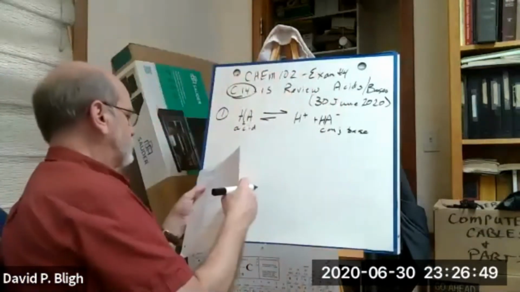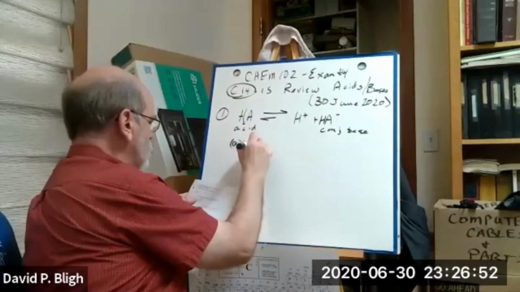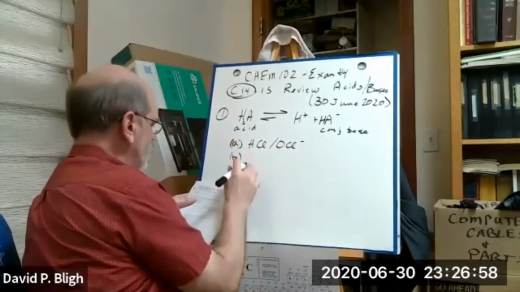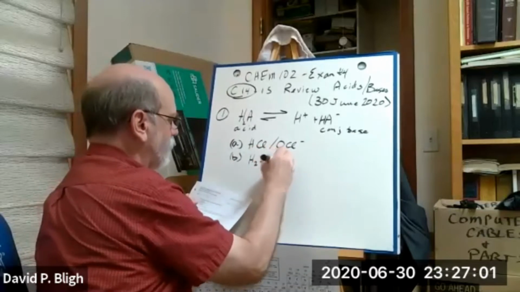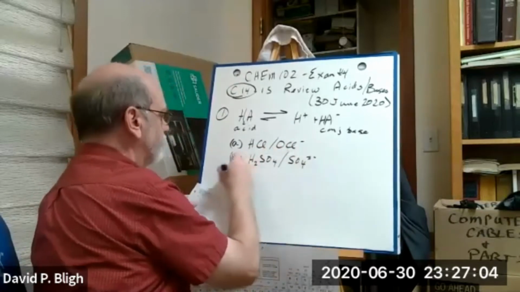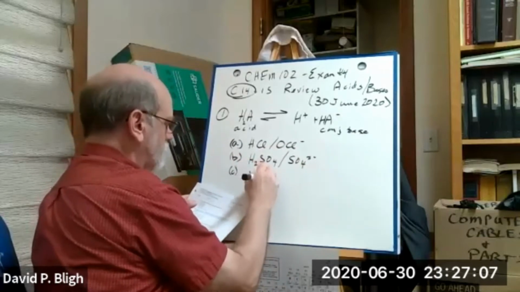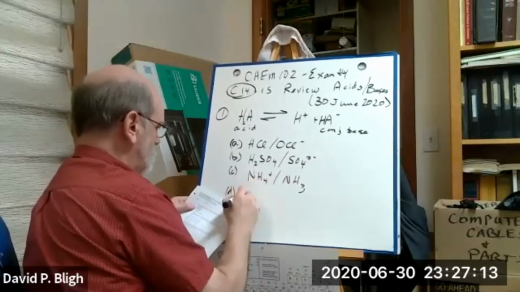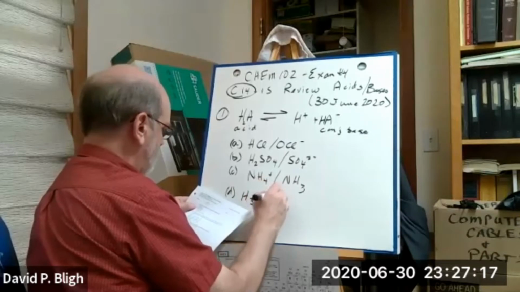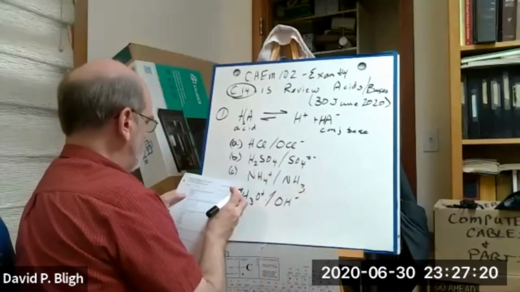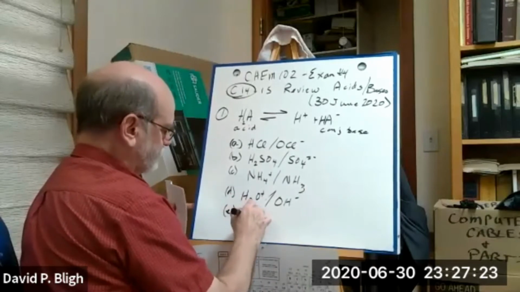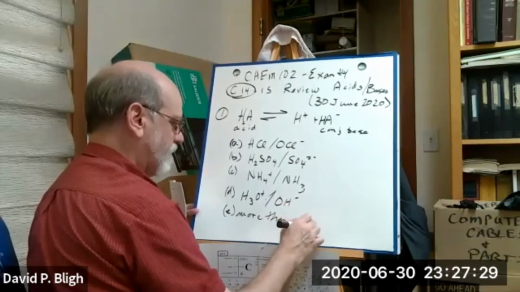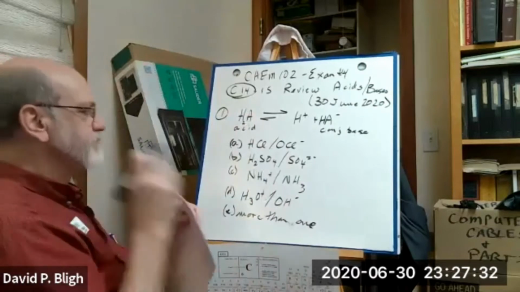Let's look at our choices. So our choices are this one, this one, and this one, and this one, and then more than one. There we go. All right.